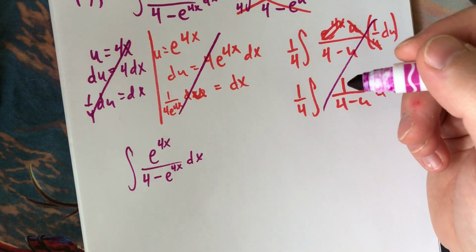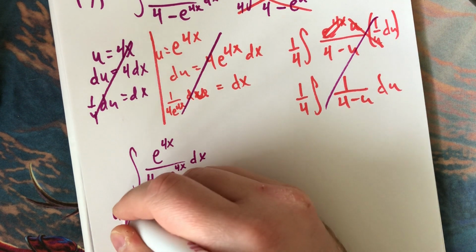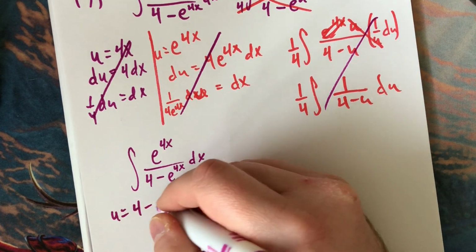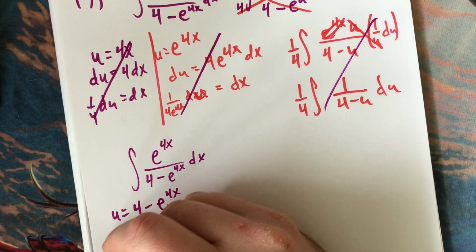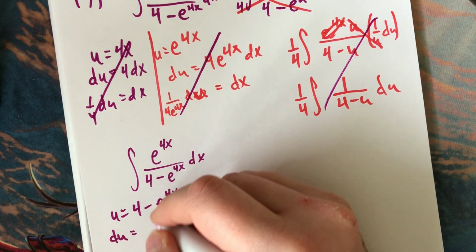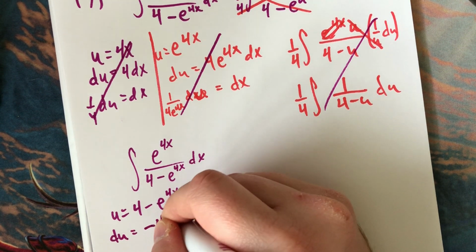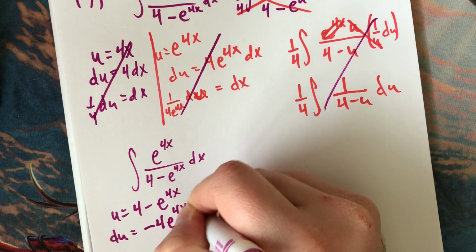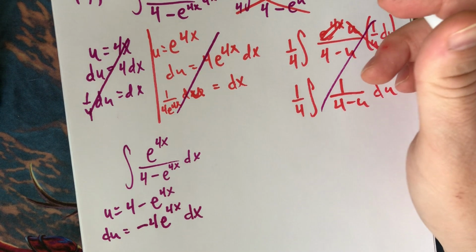What if you make the whole denominator equal to u? If you don't see it yet, that's cool.